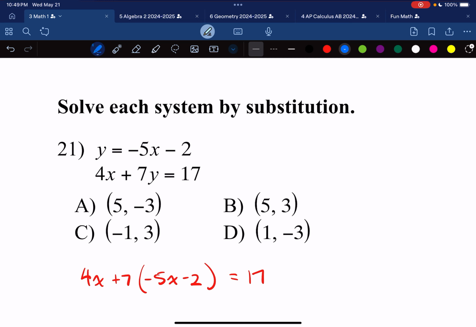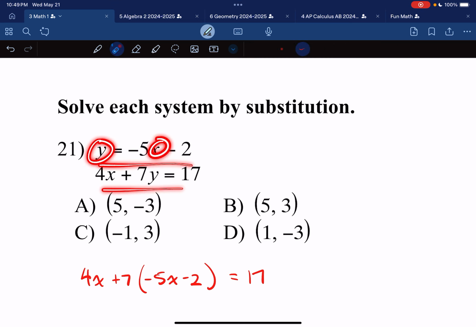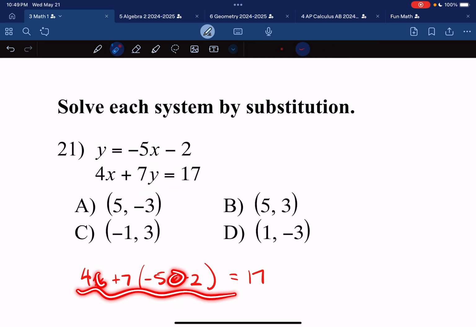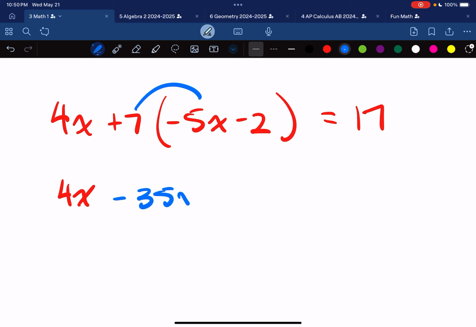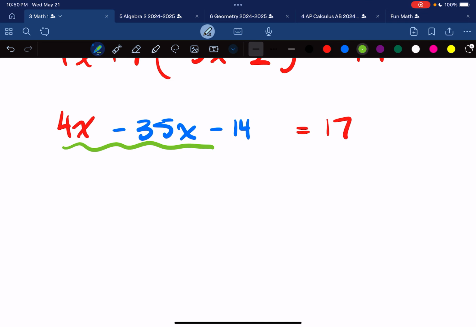Notice that I had two equations with two types of variables. Now I have one equation with one type of variable. And let's solve. We have distribution. First, let me rewrite my 4x before I forget about them. And distribution, 7 times -5x is a -35x. And then I have 7 times a -2, which is a -14. And all this is still equal to 17. I'm going to combine my like terms. I'm seeing these two are my like terms. This is going to be a -31x. Copy down my -14 is equal to my 17.